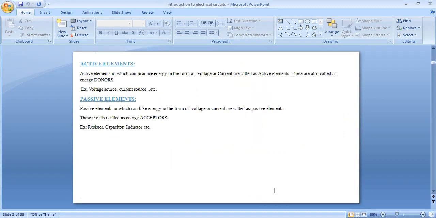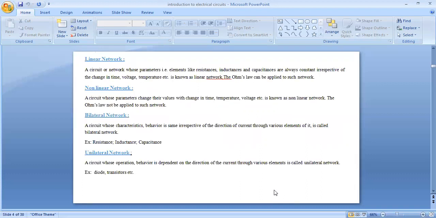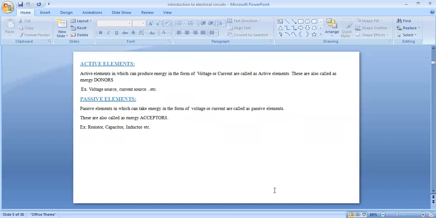Next, based on the behavior of the parameters which are connected in the circuit, circuits are divided into three types. So based on the behavior of the parameters in the circuit or a network, the electrical networks are divided into three types. First is active and passive network. Next, linear and non-linear network. Next, bilateral and unilateral network. First, we will see what are active elements and passive elements.